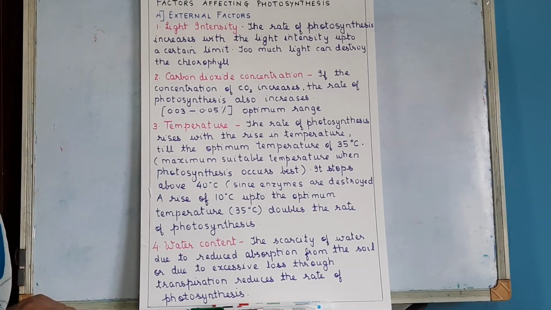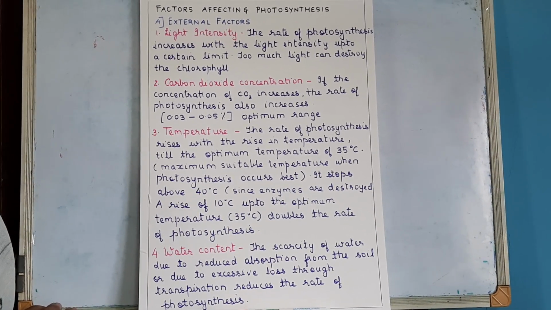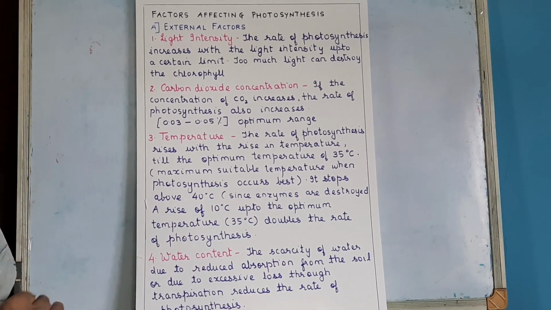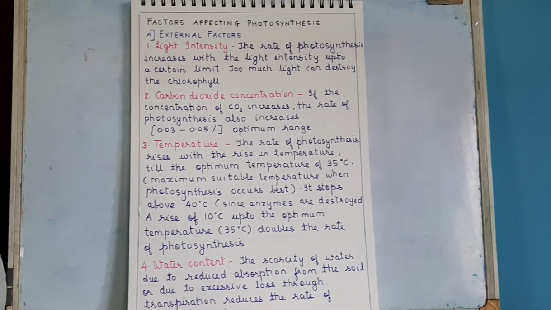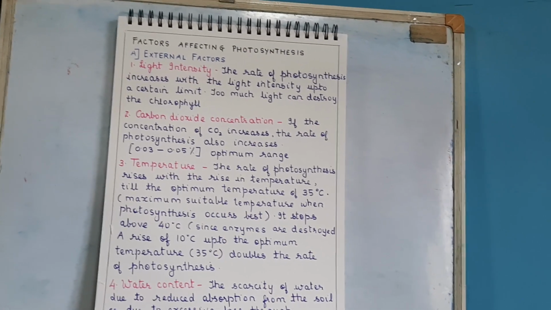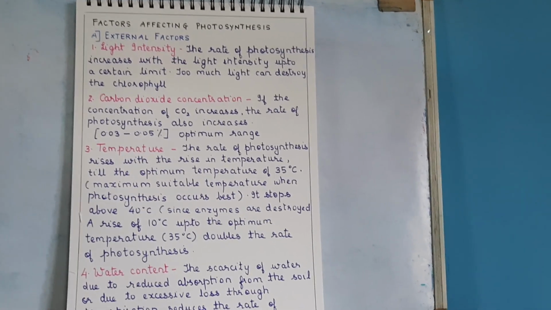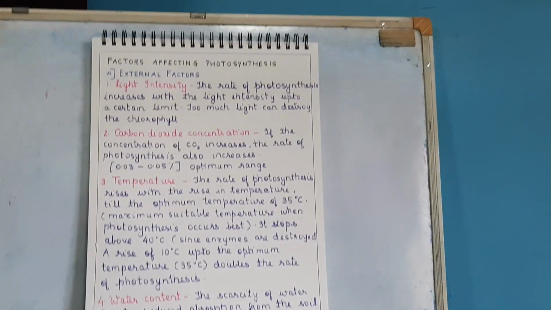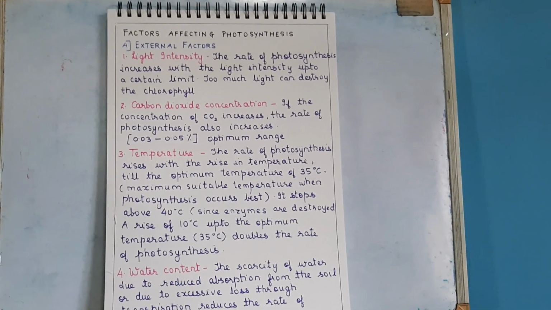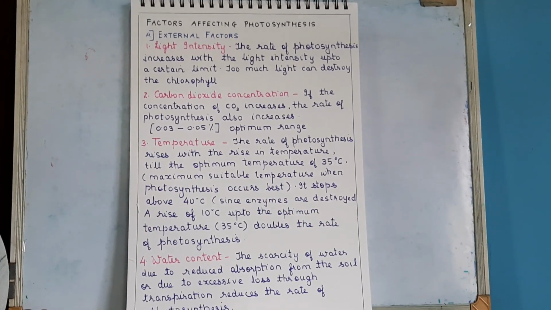So if there is excessive pollution, then the rate of photosynthesis will decrease. Now temperature also plays an important role in photosynthesis, because at higher temperatures the enzymes which are required for the process of photosynthesis get denatured. Denatured means they get destroyed. So the optimum temperature for photosynthesis to occur is 35 degrees Celsius. Above 35 generally the rate will slow down, and above 40 the process will stop completely.